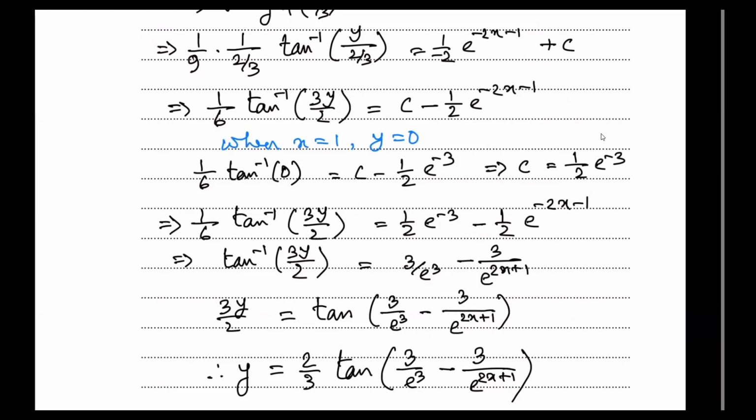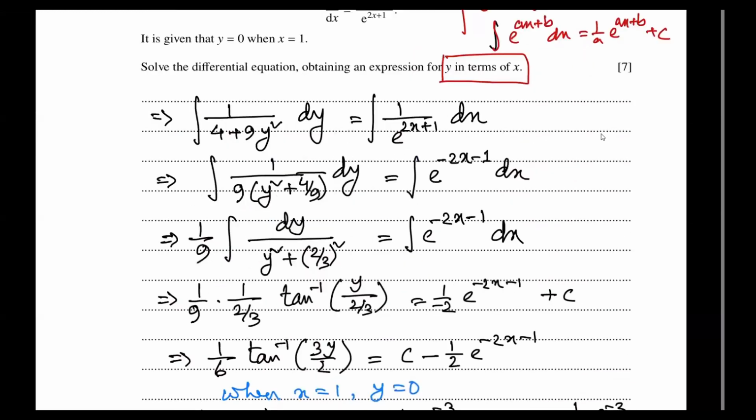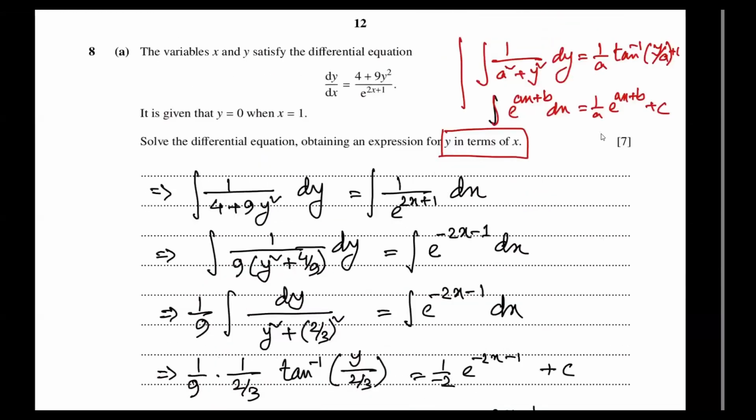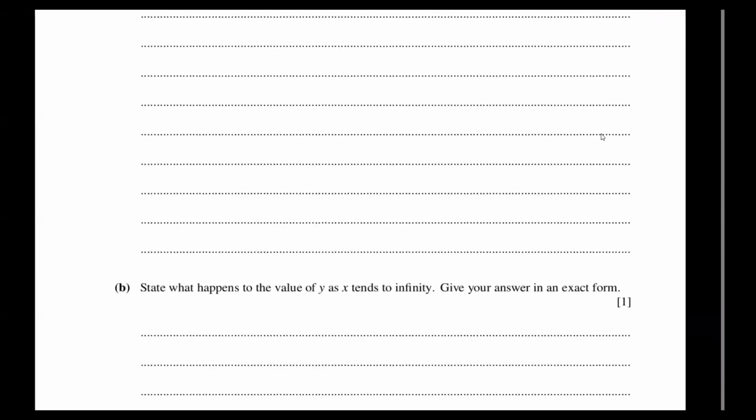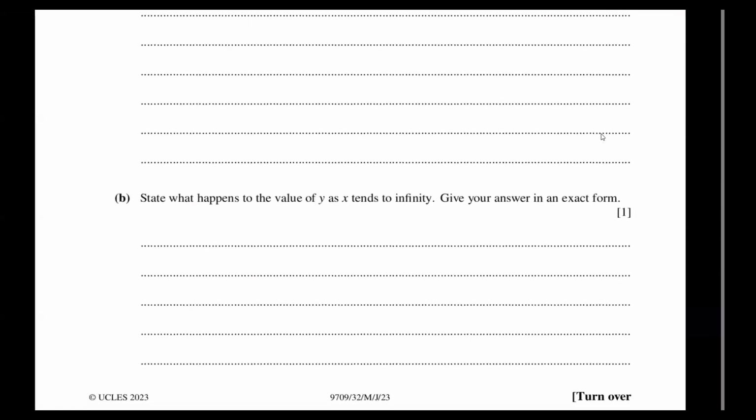Then in part B, is there part B? Yes, there is part B. Let's move on to part B. What does it say? So state what happens to the value of y as x tends to infinity. As x increases, let's see.